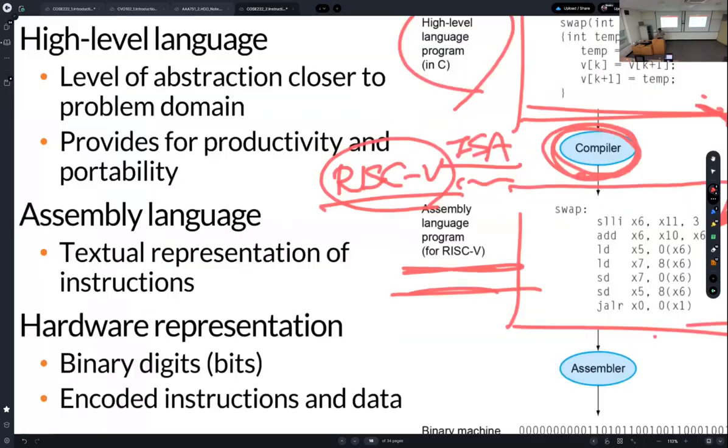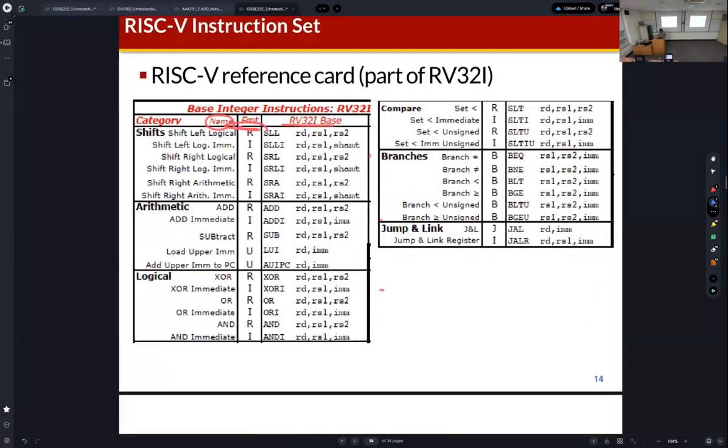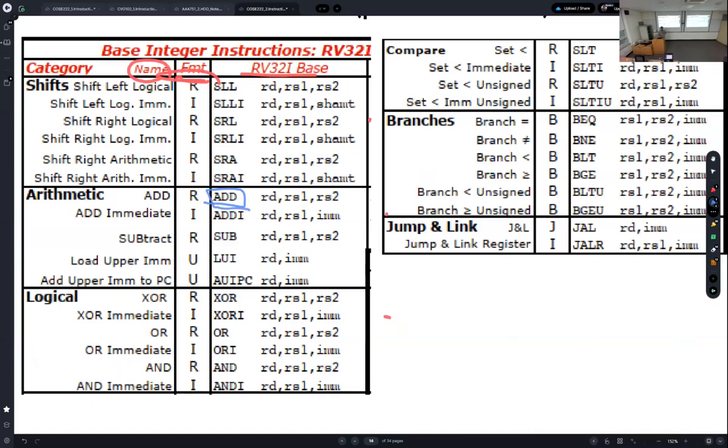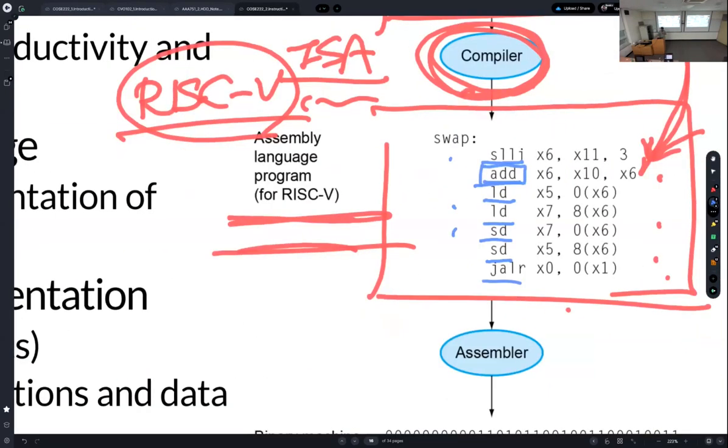In this example, you can find some lines of code. If you see this part, you can find that these names can be found in the RISC-V green card. For example, this is the add instruction. Where is the add? Add is here. Also, you can find these instructions in the RISC-V ISA document or in the RISC-V green card. Actually, one line of this code represents one instruction.